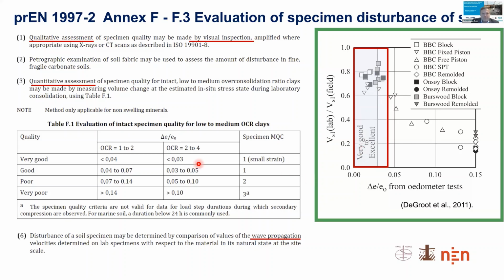So this table is a guidance to describe quantitatively the actual quality of the specimens that we are using. And if we look at this graph from the literature, we see that the change in volume is a possible parameter. The other parameter that describes quite well the quality of the specimen is the ratio between the measurement of the shear wave velocity in the lab against the measurement in the field, in the material as it is in its natural state. And again, this can be used as a proxy for the quality of the specimen.